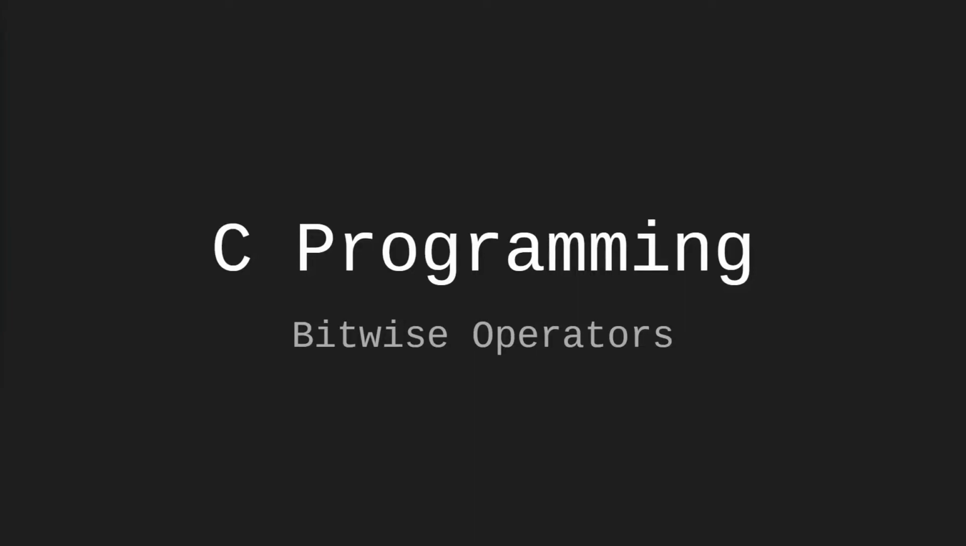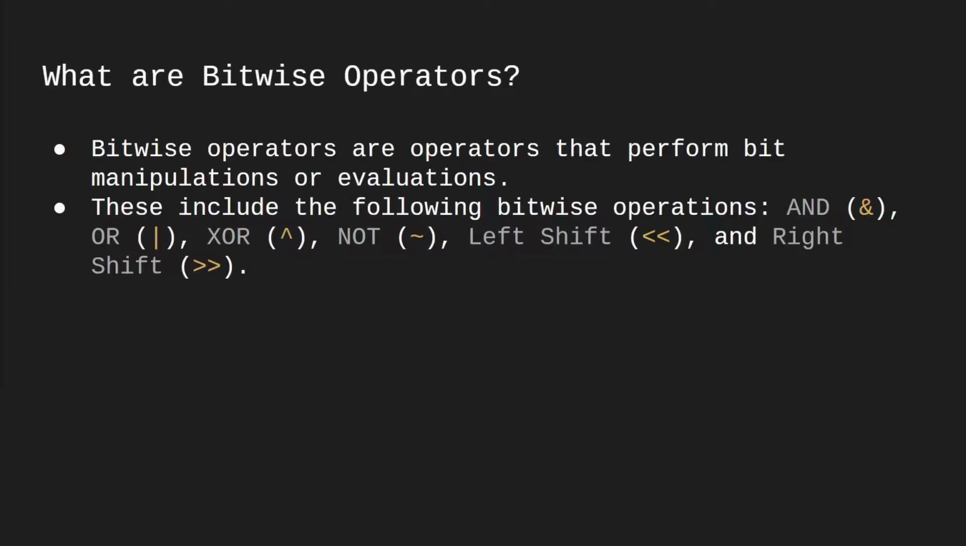Hello and welcome to this lecture on bitwise operators. What are bitwise operators? Bitwise operators are just like our arithmetic operators, except that we perform manipulations or evaluations of bits instead of actual arithmetic things like multiplication, addition, and so on. So these include things like the AND, OR, XOR, NOT, left shift, right shift.